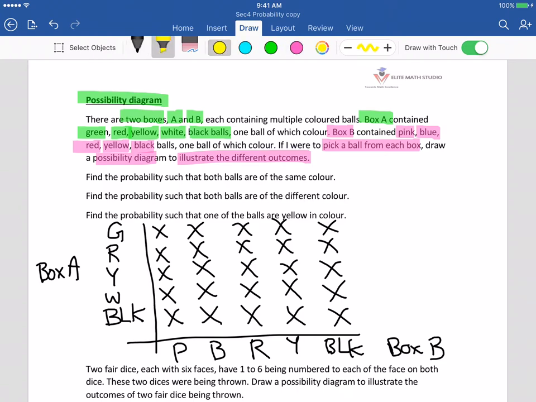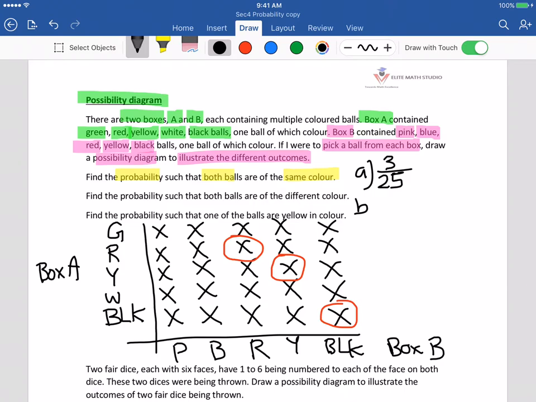The question wants us to find the probability that both balls are of the same color. Both balls of the same color means green, but there's no other green in B, so it won't be possible. The first combination is red and red. Then this combination where we have yellow and yellow. Last but not least, we have black and black. So the probability is 3 out of the total number of possible outcomes, which is 3 over 25. That's the answer.